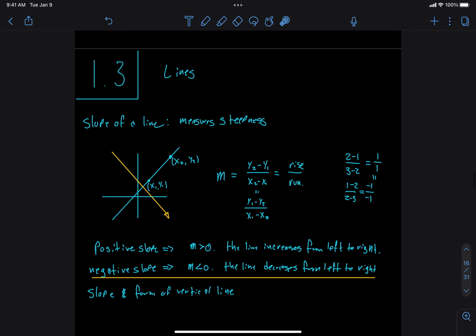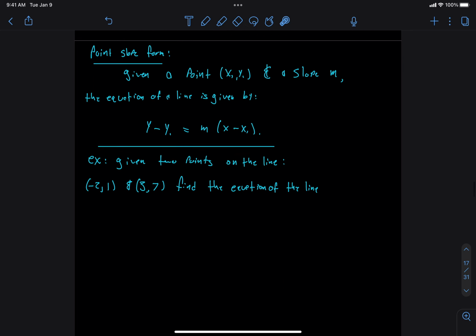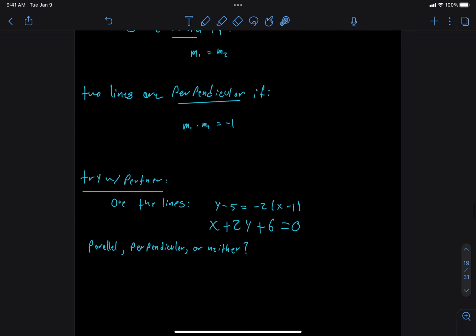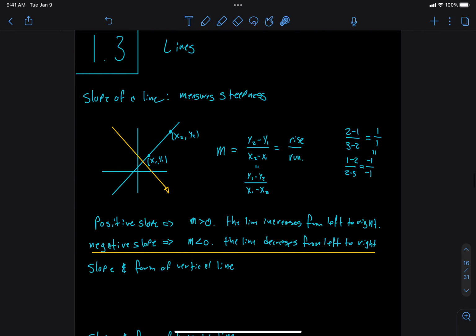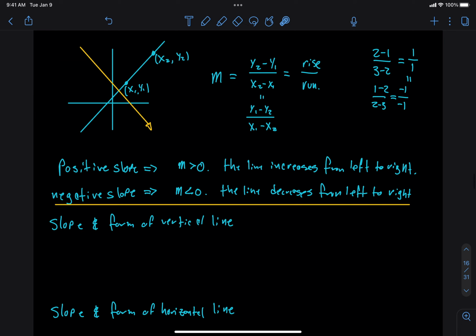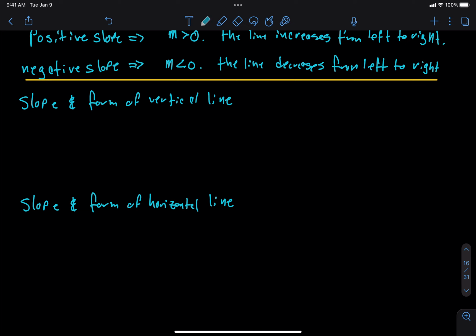Okay, so that was where we left off. Before we move on to talk about a bunch of equations of lines and point slope form and slope intercept form and general form of lines, are there any questions over the basic notion of slope? Okay, seems like not, so let's talk then about the slope and the form of a vertical line.